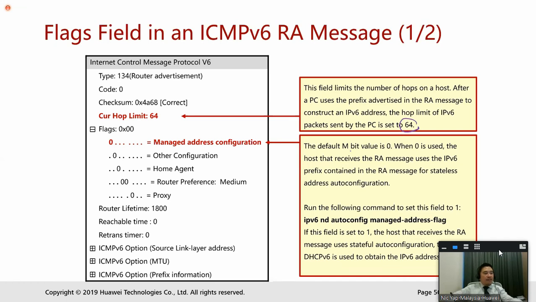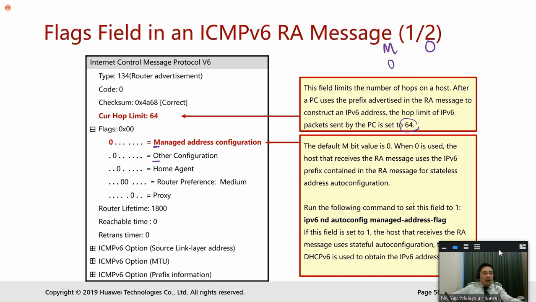And then over here, they have an M value. This is the M value: managed address configuration and also other configuration. By default, the M value is 0. When 0 is used, the host that receives the RA message uses the IPv6 prefix contained in the RA message for stateless address auto configuration. So they have M, and when the M bit is 0, which is the default, that means they're running on stateless address configuration.